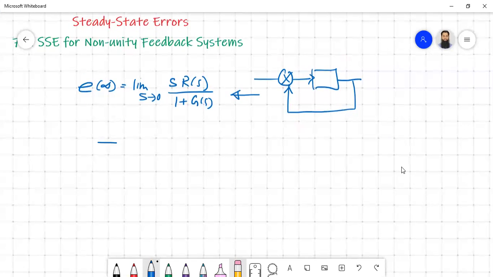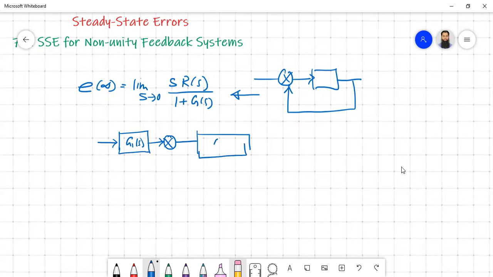Say that we have an input transducer, G1 of s. Then we have the summing junction of the feedback, and our plant transfer function can be G2 of s. Then we have the feedback H1 of s. Sometimes the input signal may not be an electrical one. In that case, we may have to use a transducer G1. So this is how it works.